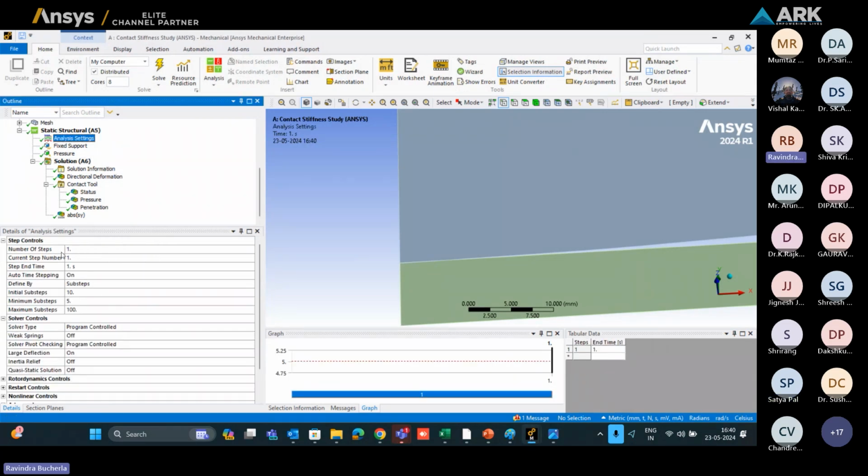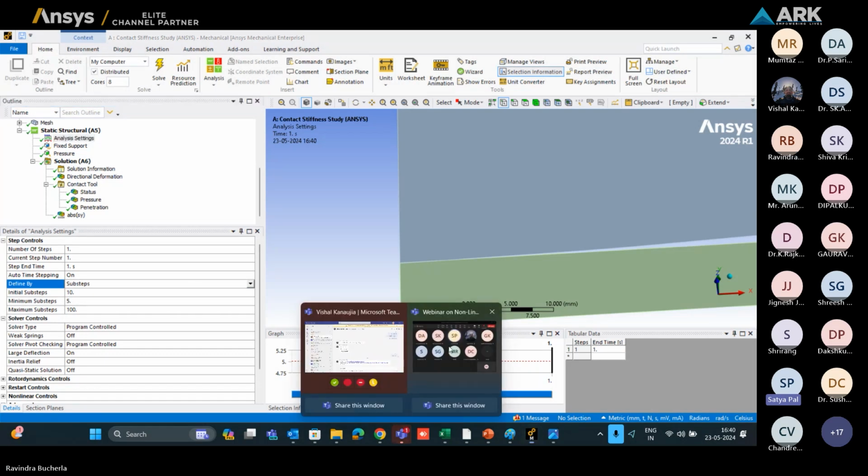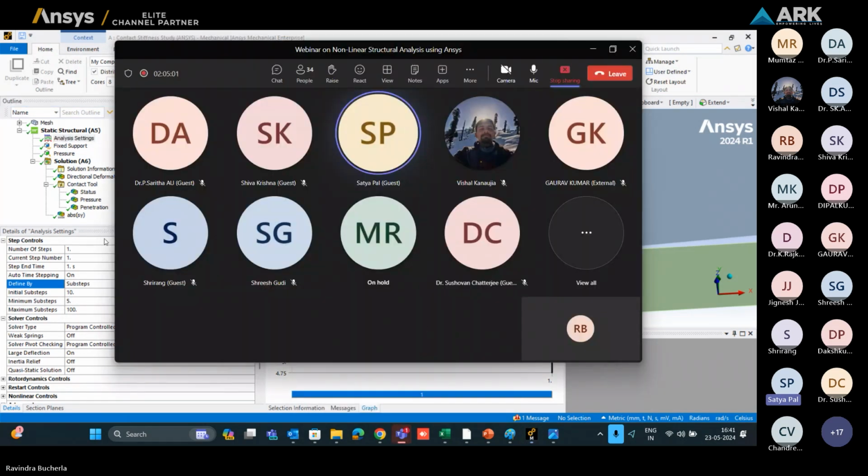So we can increase the maximum number of steps, and in each step you can also provide the substeps, based upon the substep or time increment you select. So sir, is there any process to give the substeps, or do we have to give them on our own, like initial, maximum, and minimum substeps?